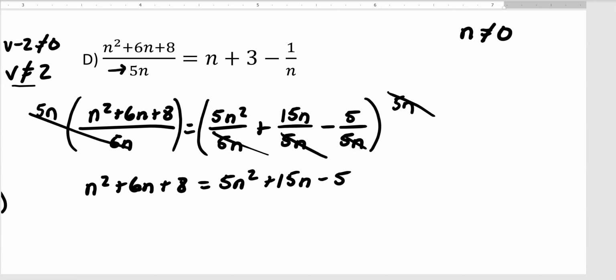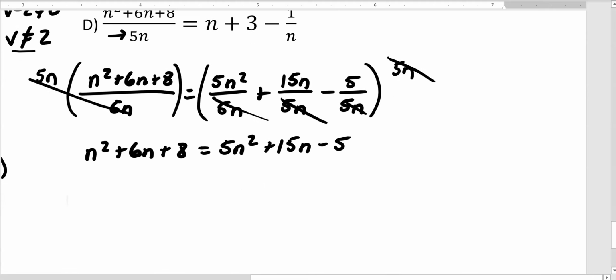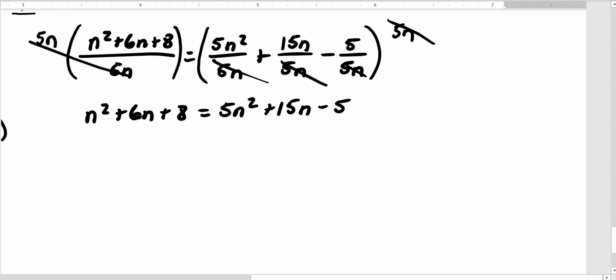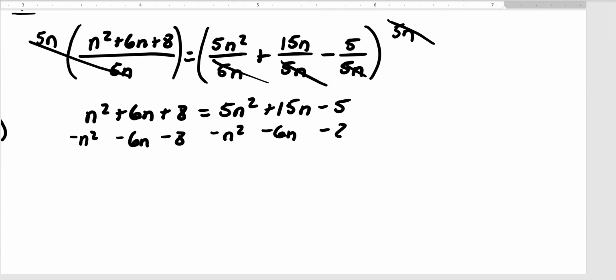Whew. All right, well, what type of an equation are we dealing with now? A quadratic. How do we solve a quadratic? Let's set it equal to 0. So I'm going to subtract n squared, minus 6n, minus 8 on both sides. When I do that, I get 0 equals 4n squared plus 9n minus 13.